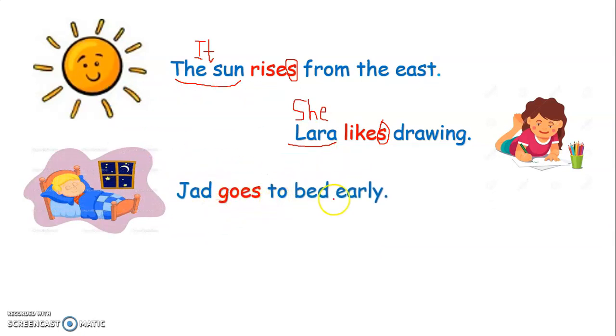Jad goes to bed early. It is a habit. Jad sleeps early, so he goes to bed early. Look at the verb goes. What did we add to the verb go? We added ES. The verb go ends in O. We added ES because the subject here is Jad. Jad takes he. He goes to bed early.